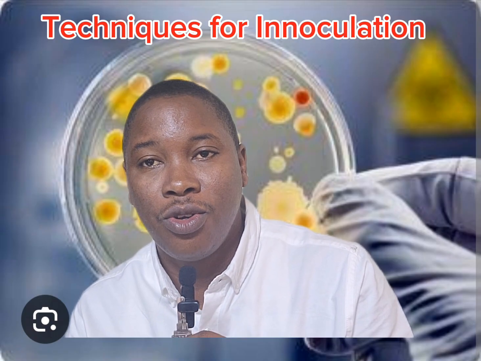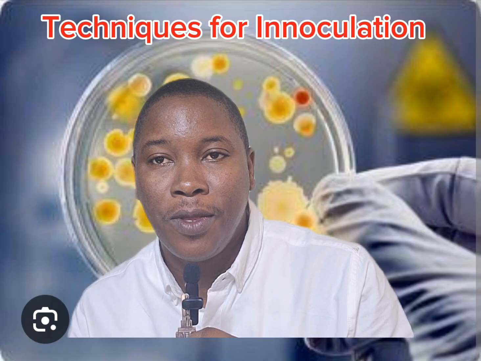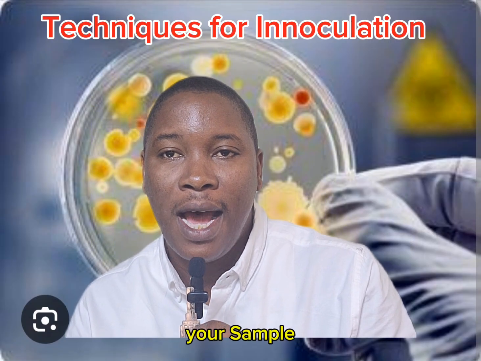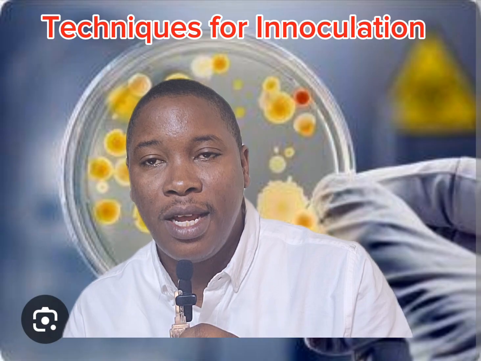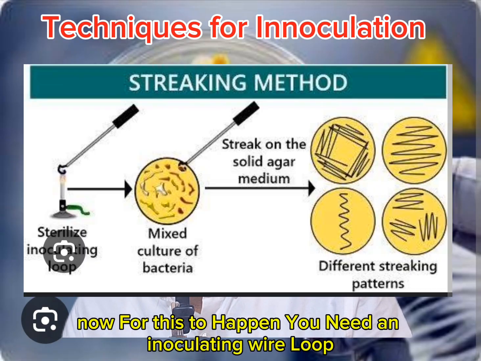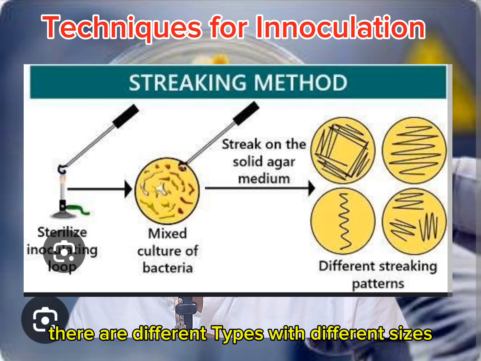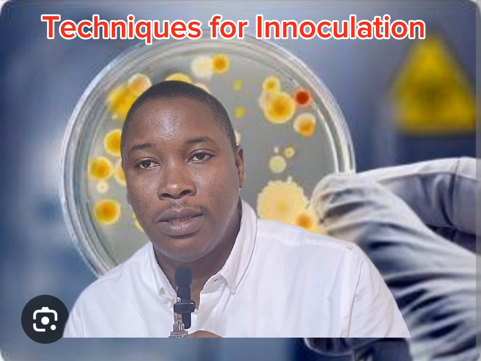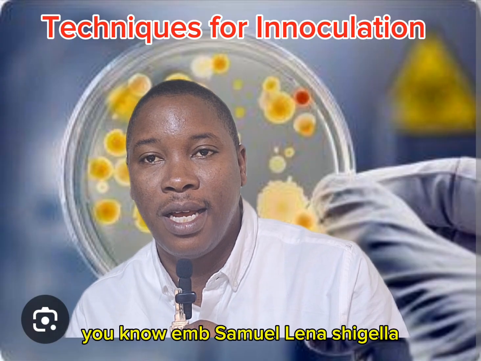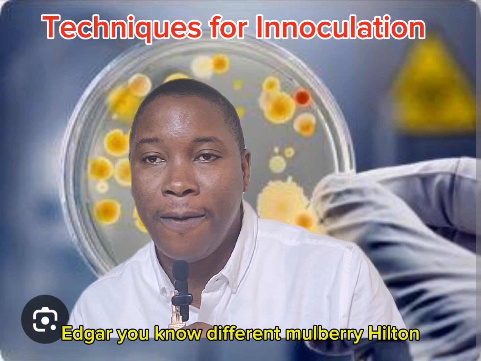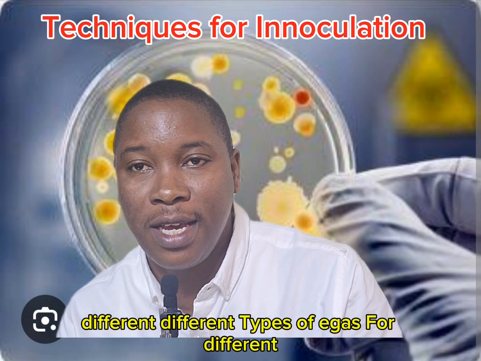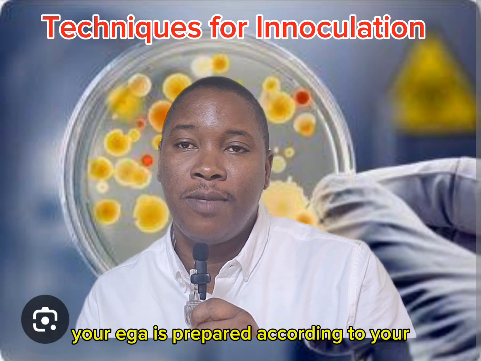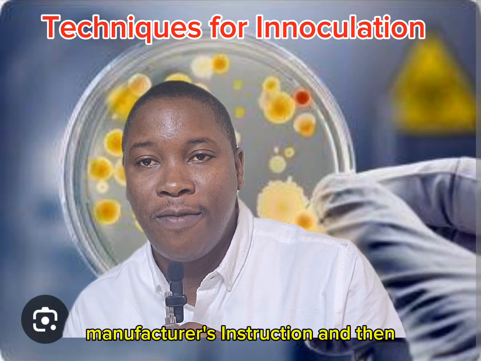Now, when you want to streak, you want to take a little aspect of your sample and then put it on your culture media for growth. For this to happen, you need an inoculating wire loop. There are different types with different sizes depending on what you want to do. And then you have your culture media of interest: EMB, Salmonella-Shigella agar, Simmons citrate agar, Mueller-Hinton, different types of agars for different uses. Your agar is prepared according to your manufacturer's instruction.